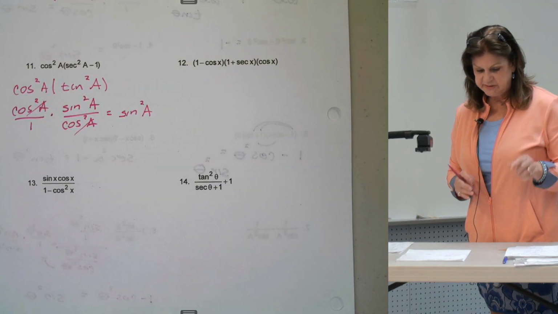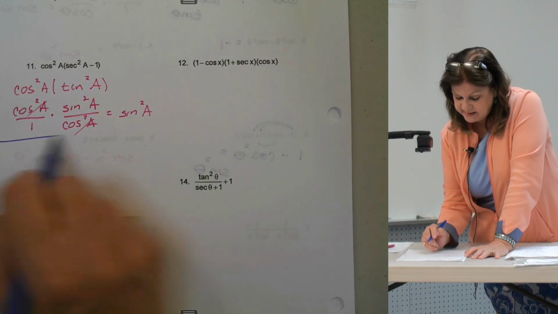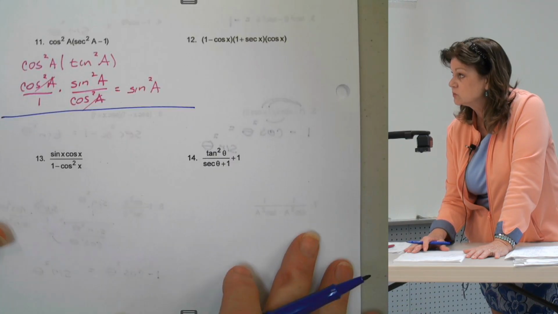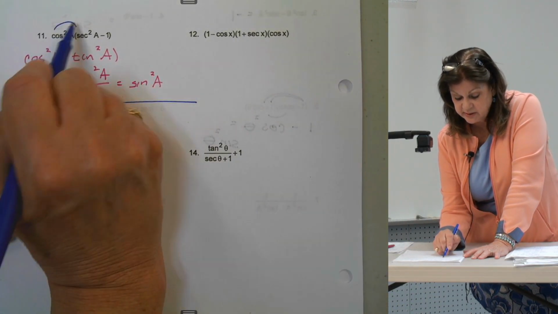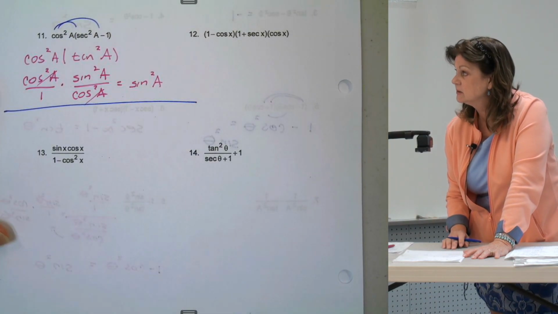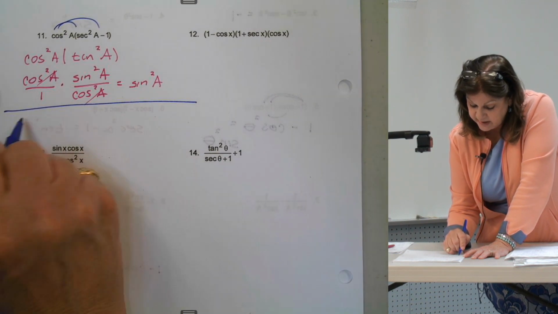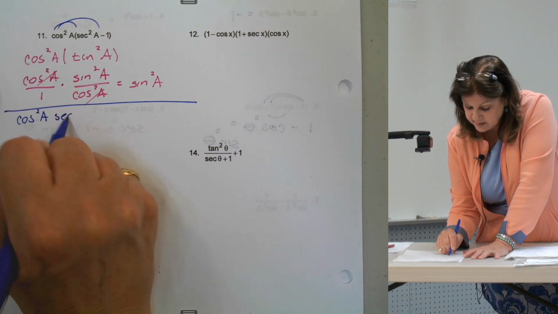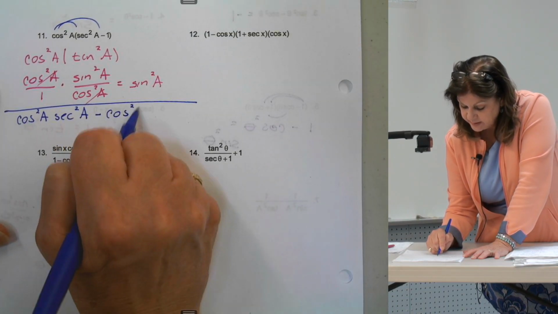Okay, let's say you didn't take that path, because there's multiple ways to solve these. Let's say instead of recognizing that the secant squared theta minus 1 was tangent, you distributed the cosine squared instead. Because you recognize cosine squared secant is going to be 1, so now you would have cosine squared theta minus cosine squared.